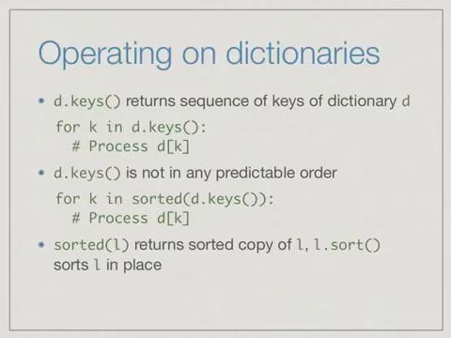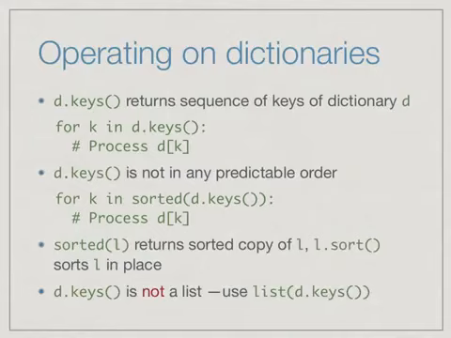So sorted(L) is a function we haven't seen so far. sorted(L) returns a sorted copy of L. It does not modify L. What we have seen so far is L.sort(), which is a function that takes a list and updates it in place. So sorted(L) takes an input list, leaves it unchanged, but returns a sorted version of that list.